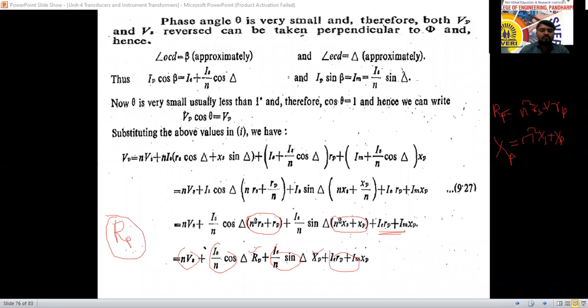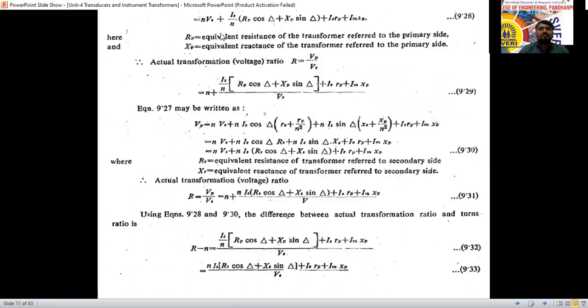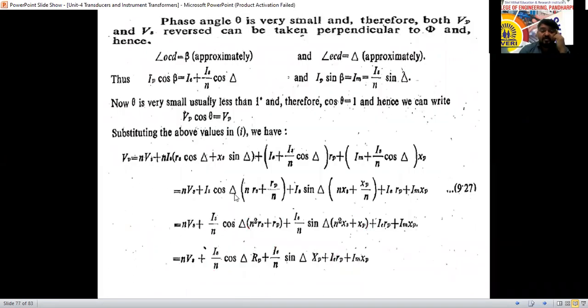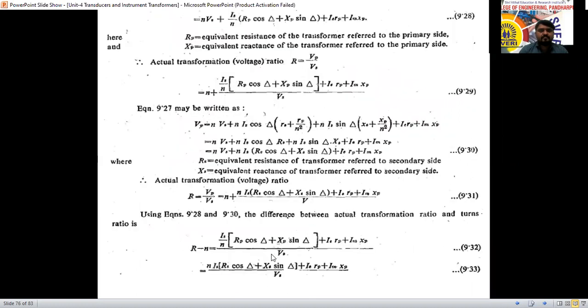So next what we will do, we go for the equation, a simple direct equation we can write here now. From here also Is by n is there, and here also Is by n is there, so both are common, I will take that out. I will take n Vs as it is, and Is by n common. So Rp cos delta plus Xp sin delta plus Is Rp plus Im Xp we have written here. Now consider this as equation number 3. This is actually the final equation of Vp. But we are not going to get only one equation, we are going to get 2 equations actually for Vp.